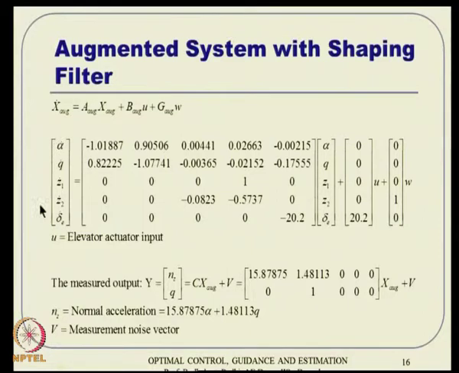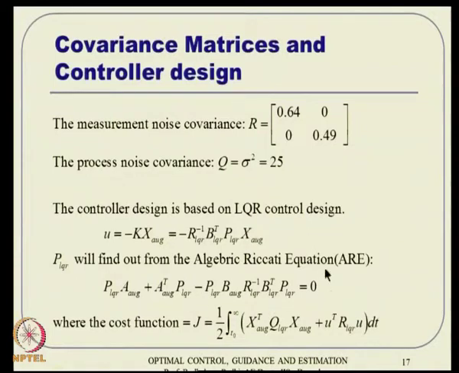So, you have this state equation, this output equation, and then you have this, which is now a white noise because of the gust modeling, and this is also a white noise, the sensor output noise. So, now you can use the Kalman filter, and then the controller can be computed this way. Now, what are the results?